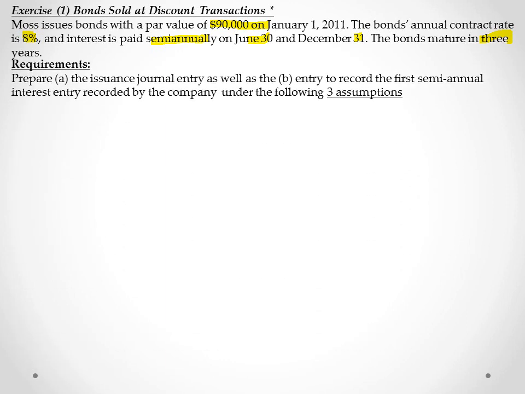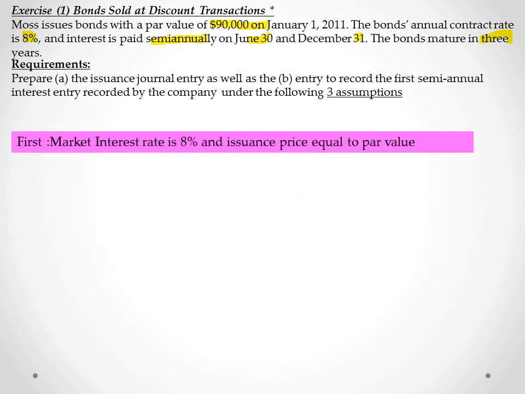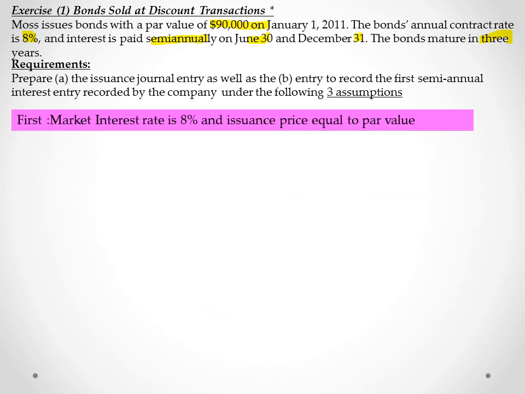You are required first to prepare a journal entry to record its issuance, as well as to record the first semi-annual interest payment recorded by the company under the following 3 assumptions. We will start with the first assumption, which is market interest rate is 8% and the issuance price equal to par value. Please note here that the interest rate of the market, the one that is prevailing in the market, is the same as the interest rate that the bond will be providing to its bondholders. Accordingly, the company will be able to issue the bond at a price equal to its par value. So this means that the issuance price equals 100.